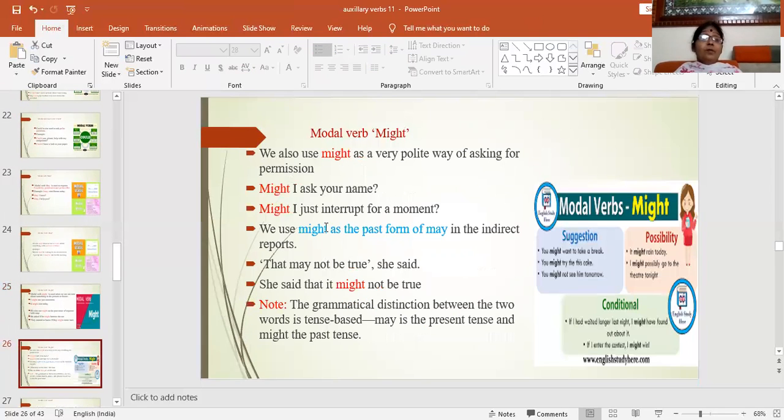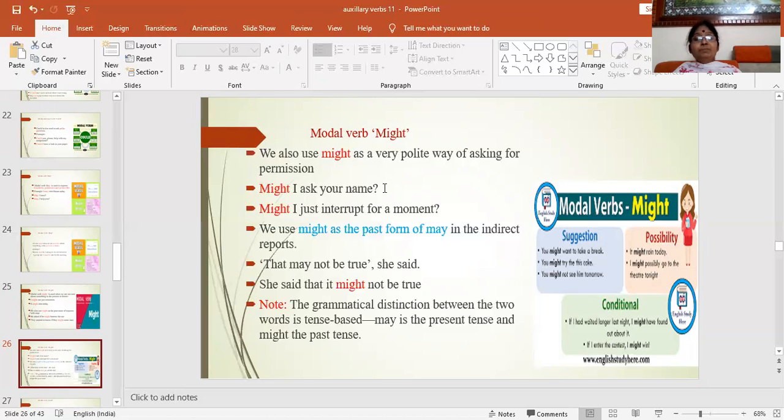Now, modal verb might is also used as a very polite way of asking for permission. For example, might I ask your name? Might I just interrupt for a moment? Right? You can use it like this also. To be a little different, use it in the correct form, right?